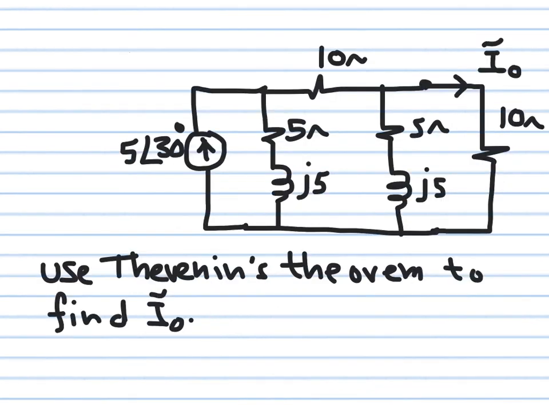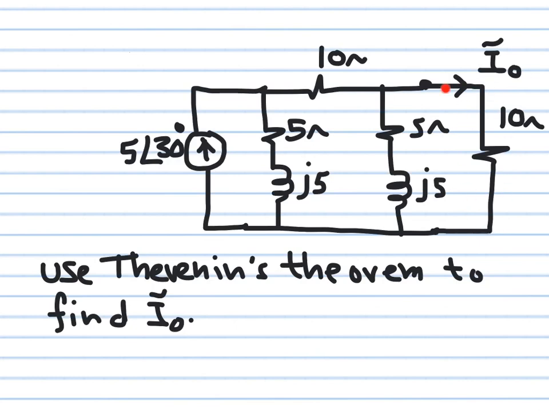Okay, let's take a look at one more example. We are given this circuit and we are asked to use Thevenin's theorem to calculate the current I naught. This is the current flowing in this output resistance. The way we are going to do it, the same way we did it for real circuits, we are going to consider this as our load. We are going to get the Thevenin equivalent.